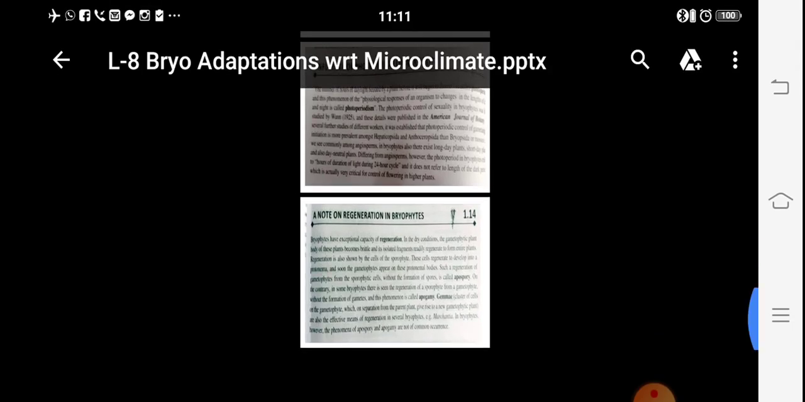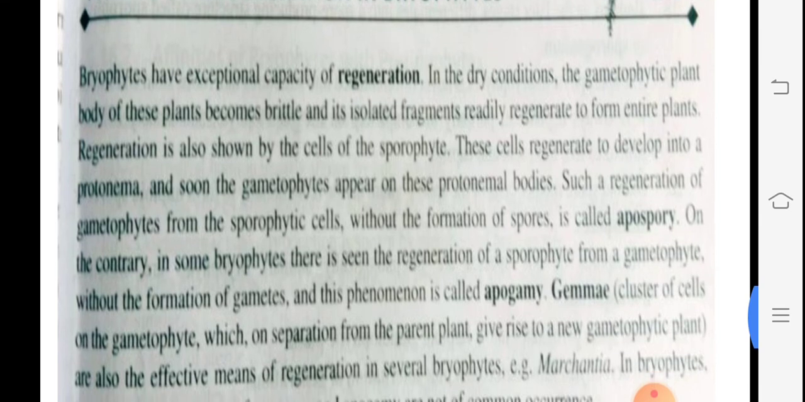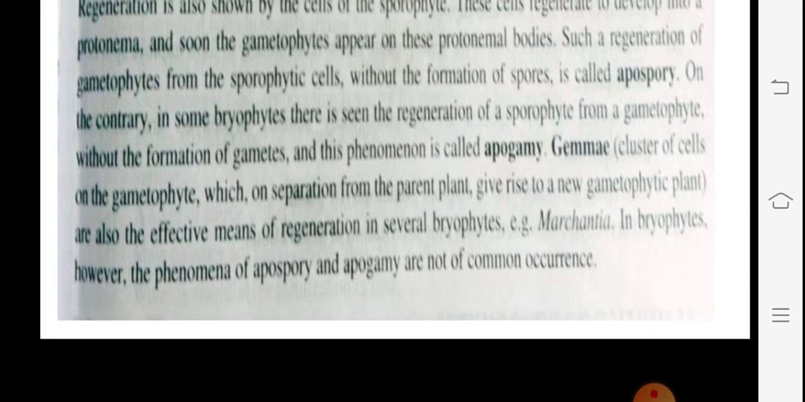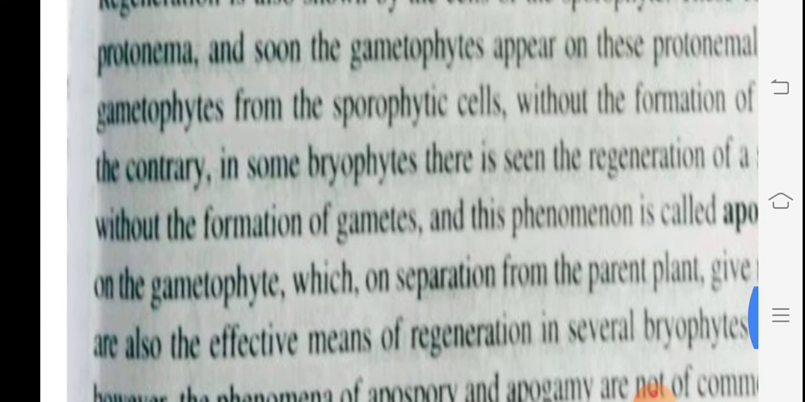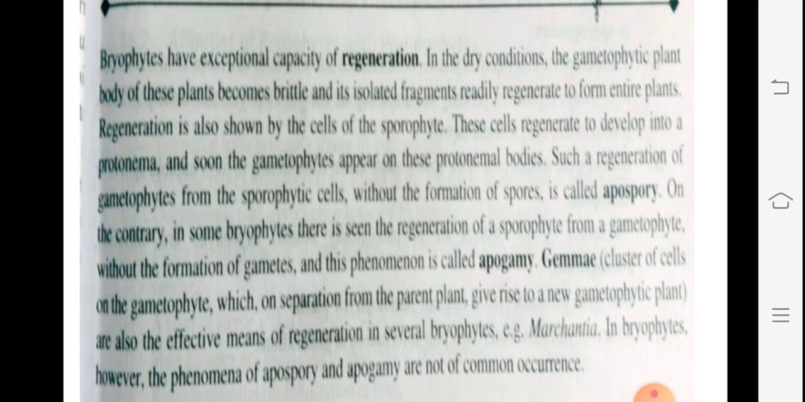Note the regeneration of bryophytes is generally related to this. Some examples, like several bryophytes such as Marchantia, show gametophytic and sporophytic stages. Then we know apospory and apogamy. Apospory means the regeneration of gametophyte from a sporophytic cell without formation of spores. It is called apospory. And apogamy means the regeneration of sporophyte from gametophyte without formation of gametes. It is called apogamy.